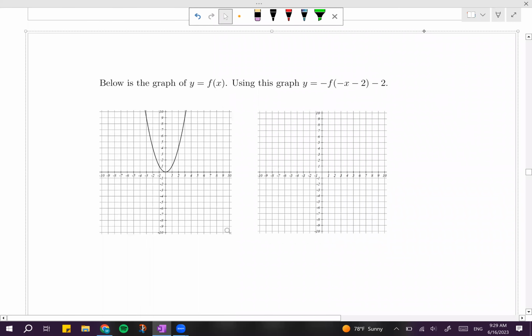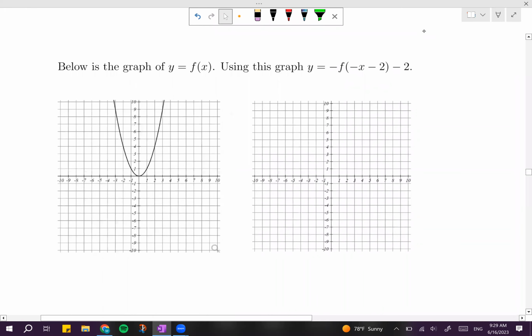Okay, so for this problem, it wants us to use the graph that they gave us. This is y equals f of x, and they want us to graph this.